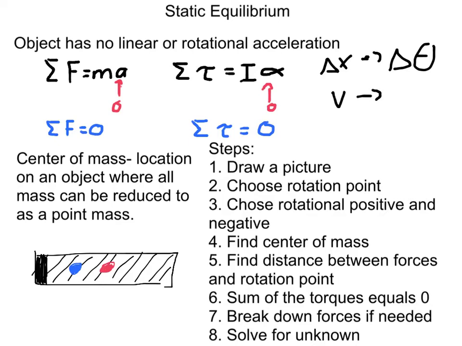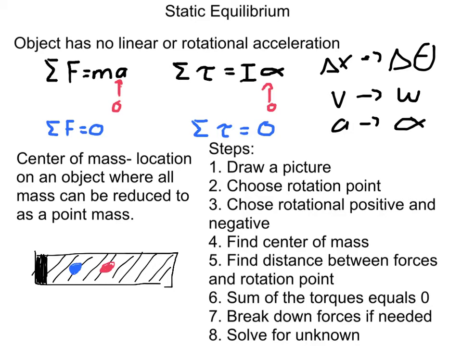Velocity also has a partner. His partner is omega, or rotational velocity. How fast are you spinning? Okay. And then acceleration has a partner, alpha. How are you speeding up or slowing down rotationally, your rotational acceleration.